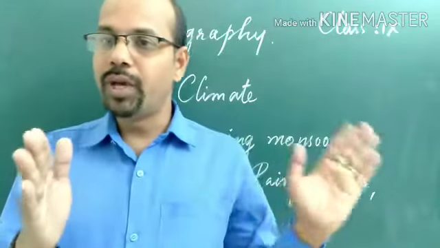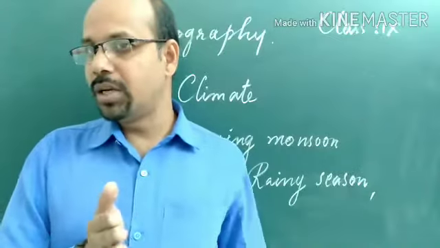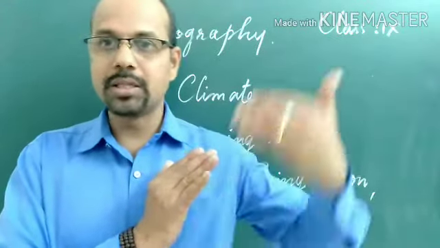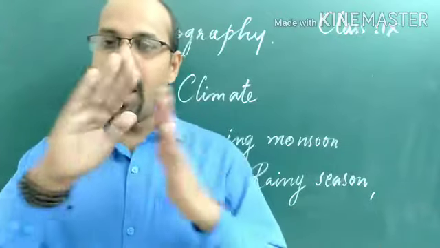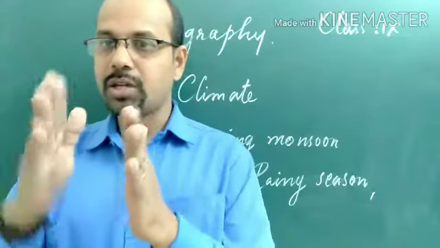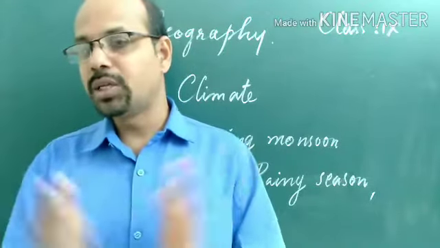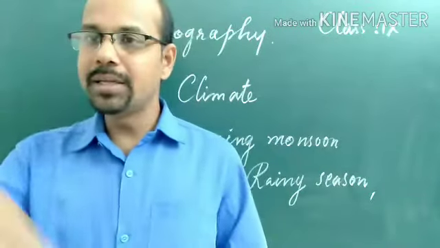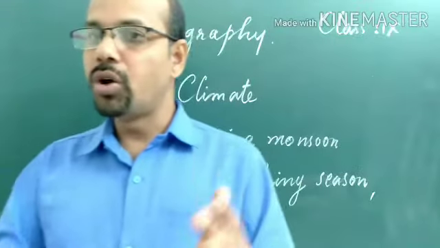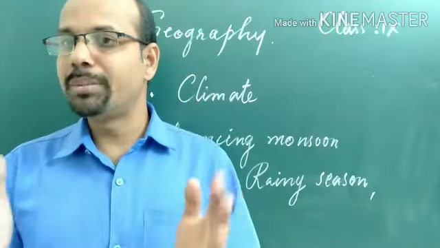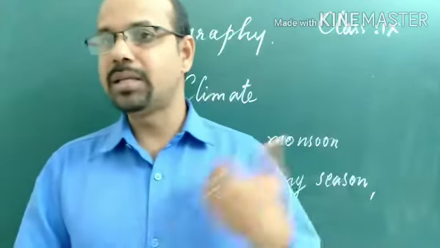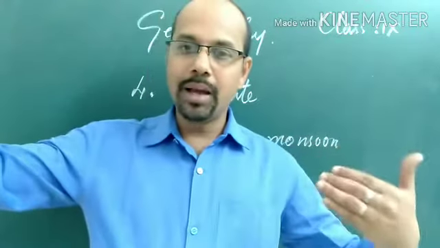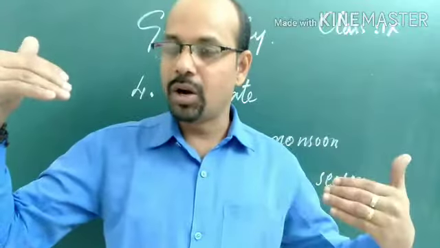So the windward side is the Western Ghats region, which faces the west coastal region. After the Western Ghats, we have the Deccan plateau region, which is the rain shadow region. In this rain shadow region the monsoon also occurs, but comparatively less rainfall is received.